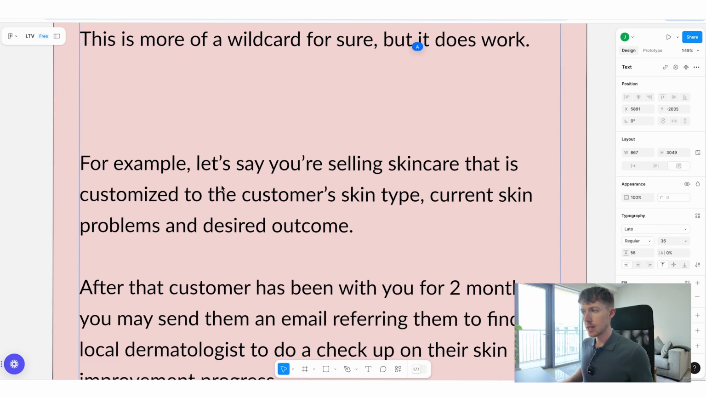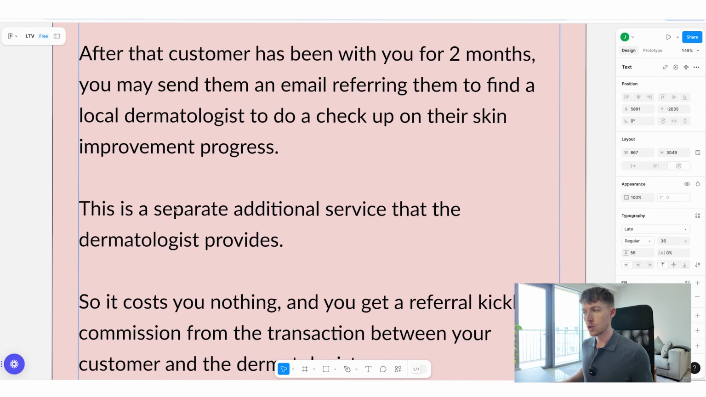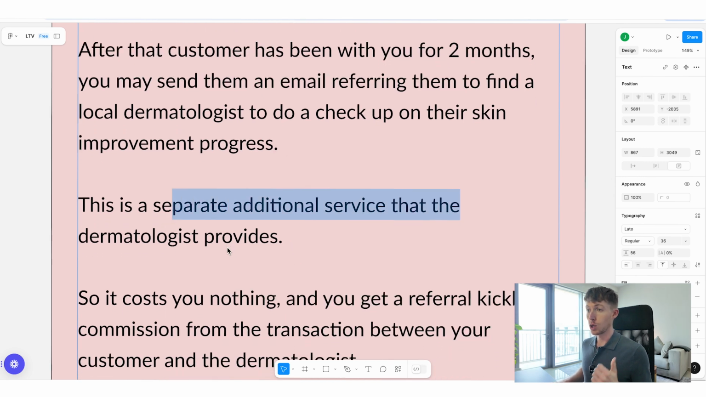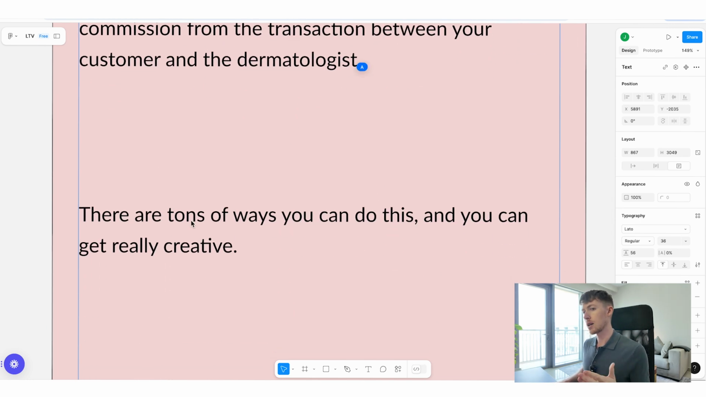For example, let's just say that you're selling skincare that is customized to the customer's skin type, current skin problems, and desired outcome. After that customer has been with you for 2 months, you may send them an email referring them to find a local dermatologist to do a checkup on their skin improvement progress. And these are dermatologists that you have connections with. So this is a separate additional service that the dermatologist provides. So it costs you nothing, and you get a referral kickback commission from the transaction between your customer and the dermatologist. There are tons of ways you can do this, and you can really get creative.